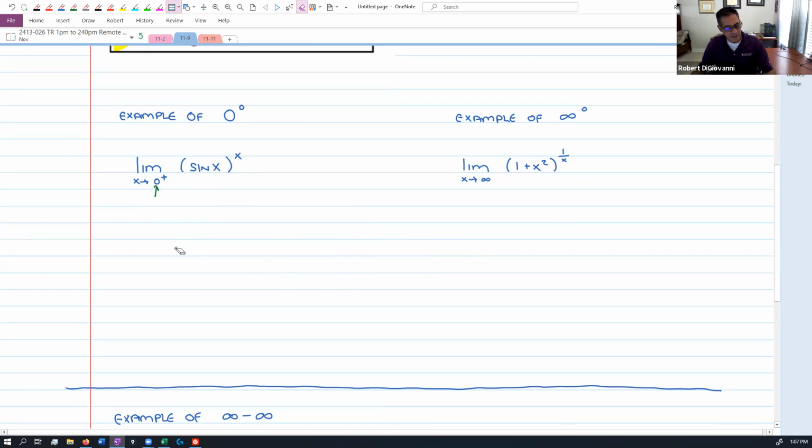So let's do it. What do we do? Well, we do exactly the same thing we did when we had 1 to the infinity. We're going to call this limit y, and then we're going to bring in the natural log on both sides. We're going to pass the natural log through the limit. And by bringing the natural log in front of this sine of x to the x, that allows us to take that x and pop it out in front of the natural log. So my next line: natural log y equals limit x goes to 0 from the right, I have x now in front of natural log of sine x.